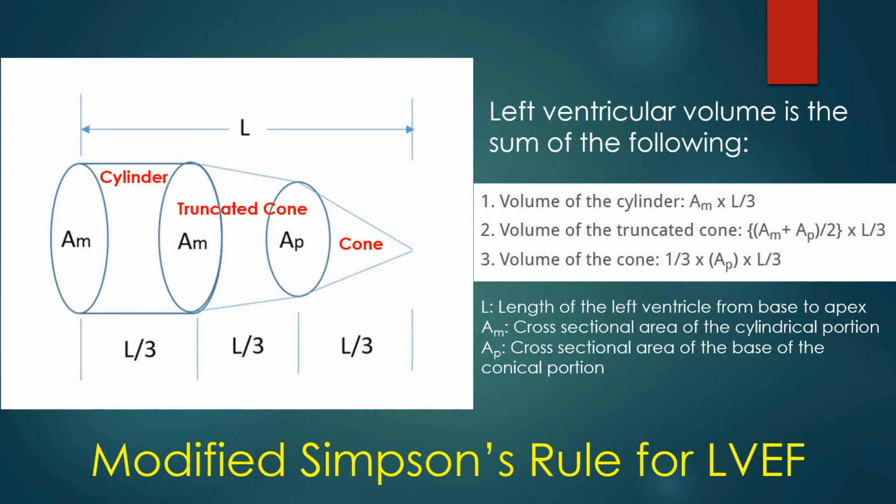Volume of the truncated cone is the average of base area and top area of the truncated cone multiplied by 1/3 of left ventricular length. Volume of the cone is 1/3 of the base area of the cone multiplied by 1/3 of total left ventricular length. In modified Simpson's rule, these three sections are assumed to be of equal length or height if kept vertically.